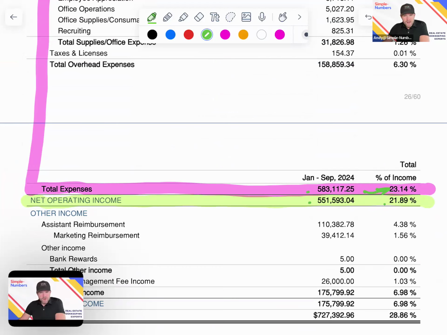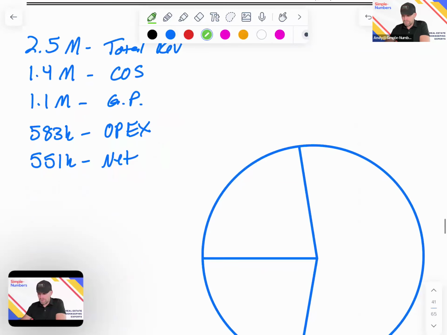Well, is that good or not? Some people would love to have a 22% net profit. The problem is $551,000 is the dollar amount, and the owner did 1.7 million of their own personal production. So we have a problem here.